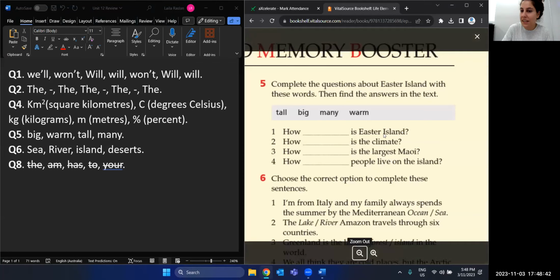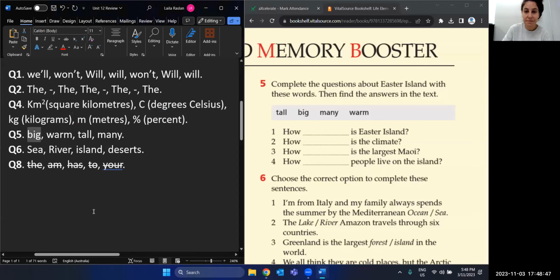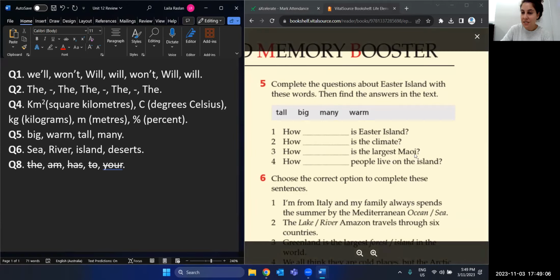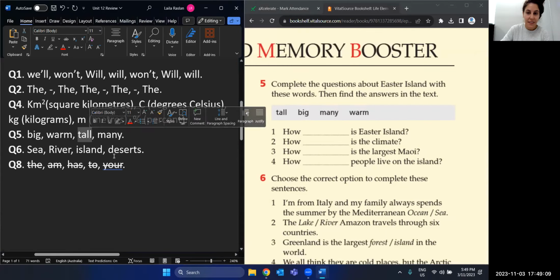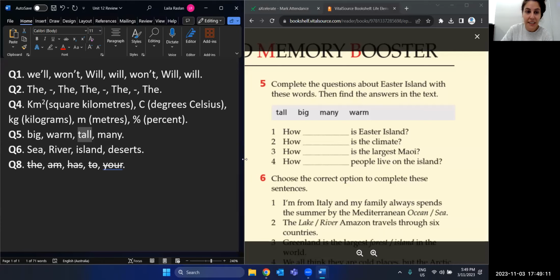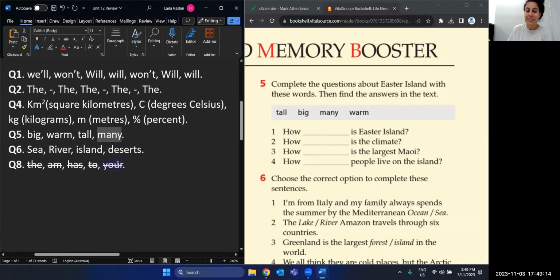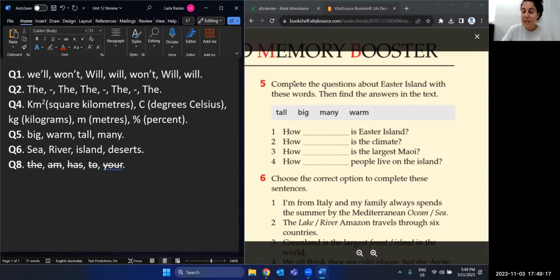So how something is Easter Island? What do you think I'm asking? How big is Easter Island? How warm is the climate? How warm is the temperature in Australia? Now, how tall is the largest Maui? How many people live on the island? Okay, so questions with how.